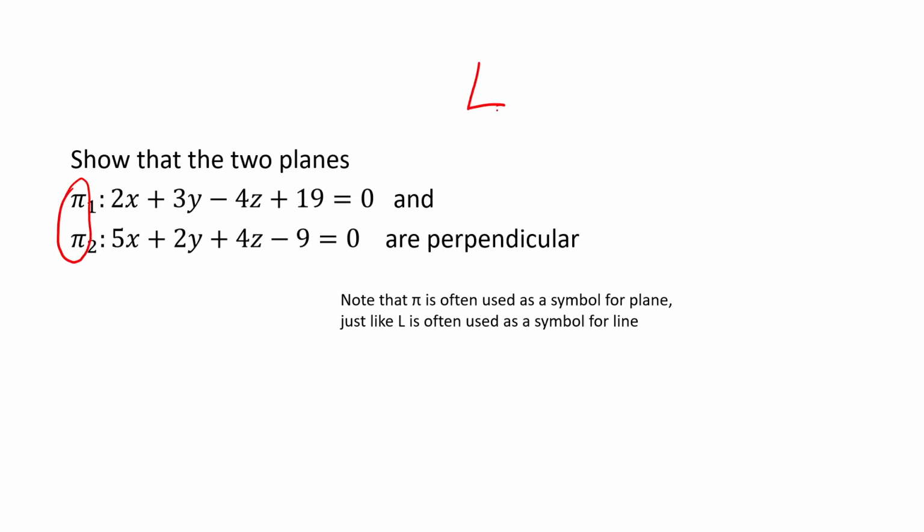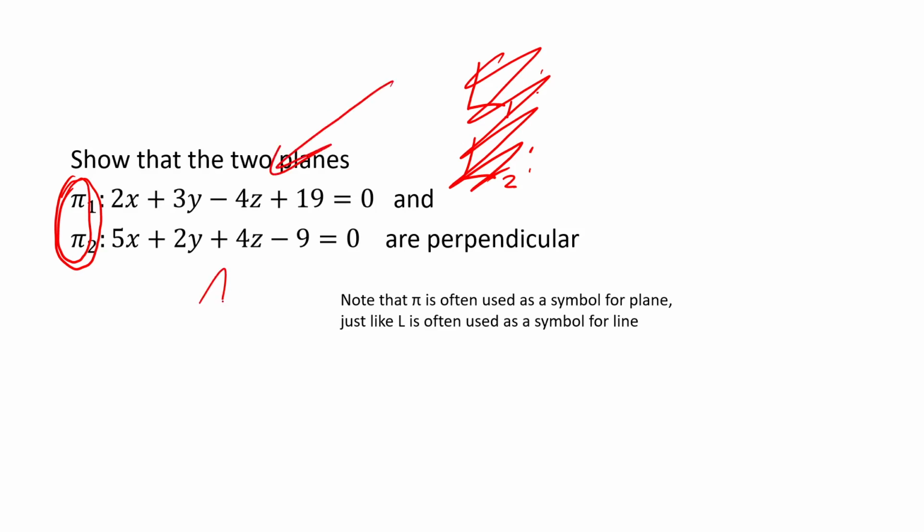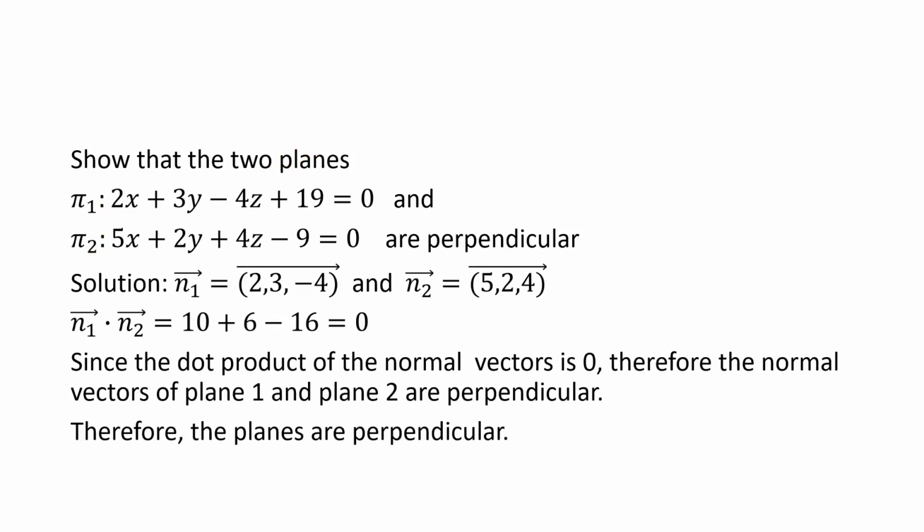You may have noticed by now when we talk about lines, we often identify them as L1 and L2 and then put them into their vector form. Well, when we talk about planes, we often talk about pi 1 and pi 2, and pi represents in this context plane. Okay? So, all we have to do now to show that these two planes are perpendicular is to show that the dot product of (2, 3, -4) with (5, 2, 4) is equal to 0. So, the dot product of those two vectors equals 0.